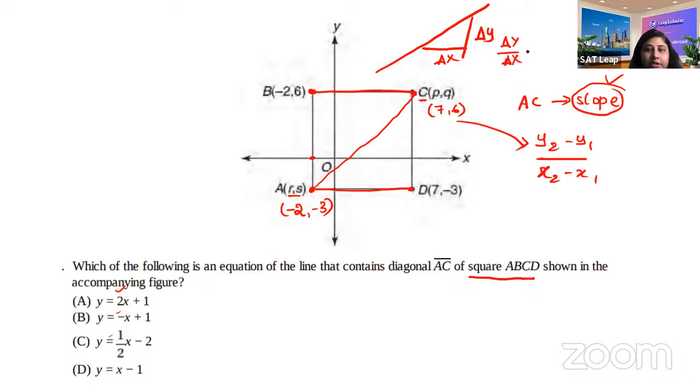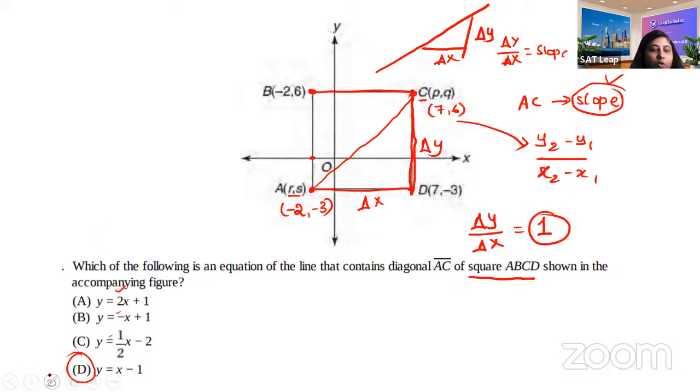Change in y with respect to change in x is going to be slope. Now, this is a square. It means this is the line. AC is the line. Change in y is this side of the square, and change in x is this side of the square. Okay, and square sides are equal. So change in y divided by change in x is going to be what? 1, right? So the slope is going to be 1 here. If I look at the options, only the option which has slope 1 is D.